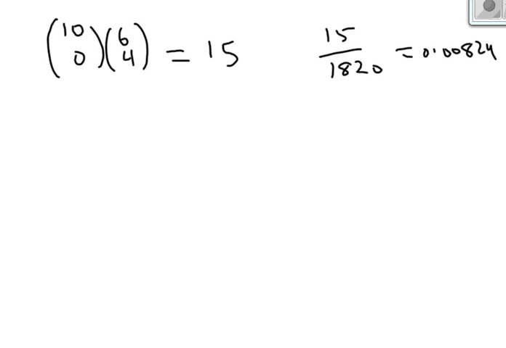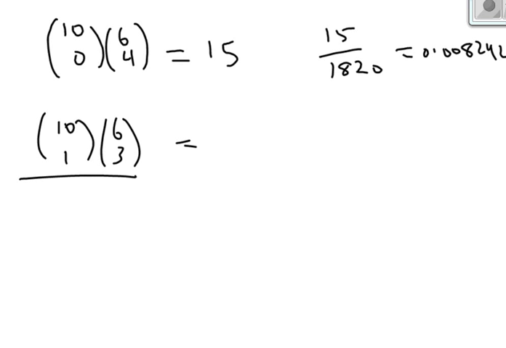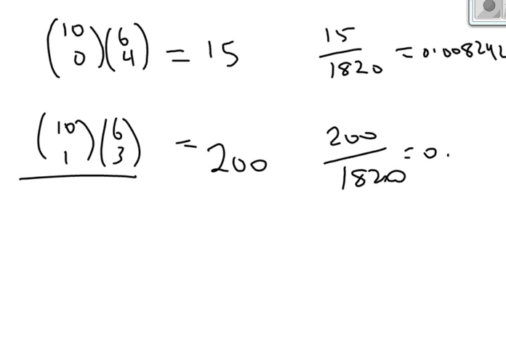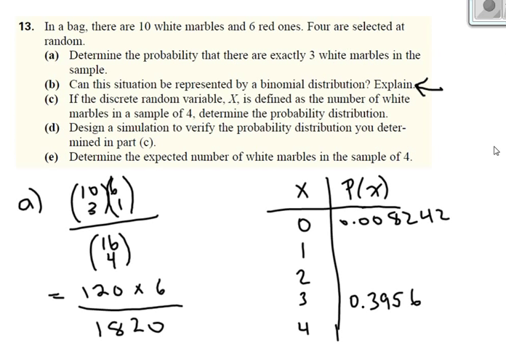If I want 1 white marble, then I need 3 red. And again, it's out of 1820. So 6 choose 3 times 10 choose 1 gives me 200. So 200 out of 1820 gives me 0.1099. So I can fill that in, 0.1099.